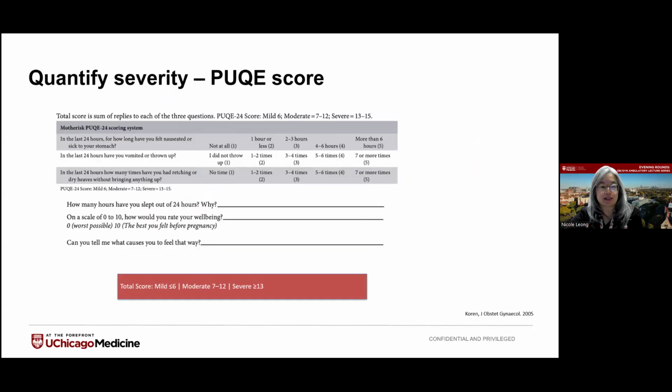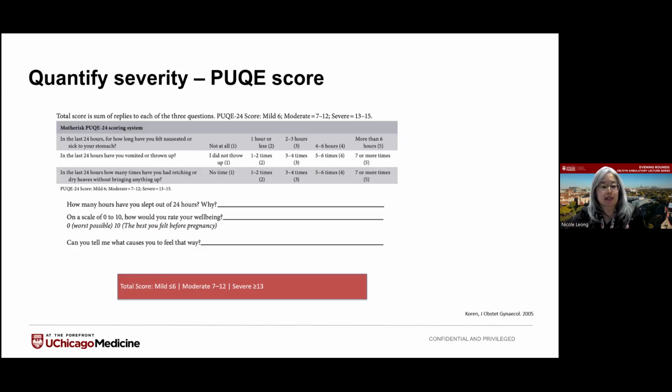Okay, so this is something that is called the PUQE score, and this is how we can use questionnaires to quantify how severe someone's nausea or vomiting is. It's a very cute name. It has been validated to assess for the severity of nausea and vomiting. So it's pretty basic, 3 questions. In the last 24 hours, how long have you felt nauseated or sick to your stomach? That's for not at all, 1 hour or less, 2 to 3 hours, 4 to 6 hours, or more than 6 hours a day.